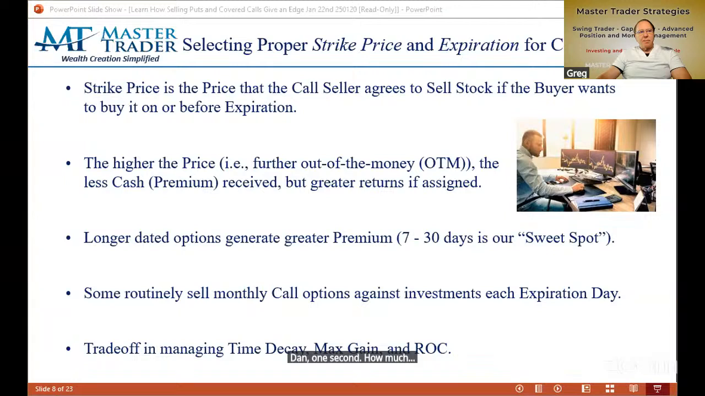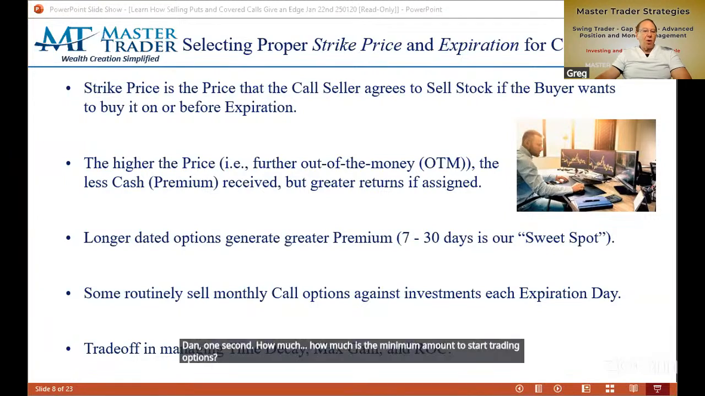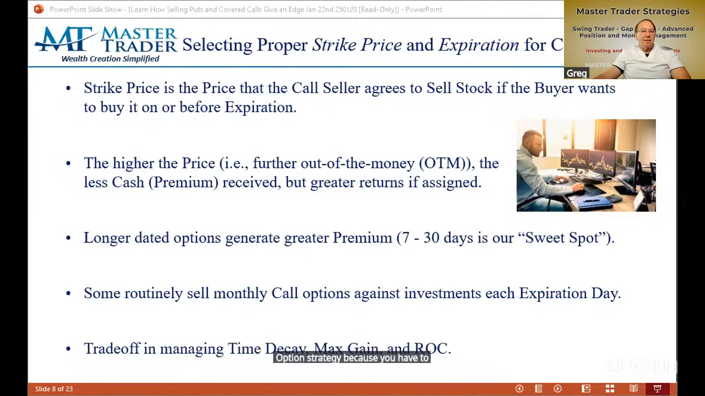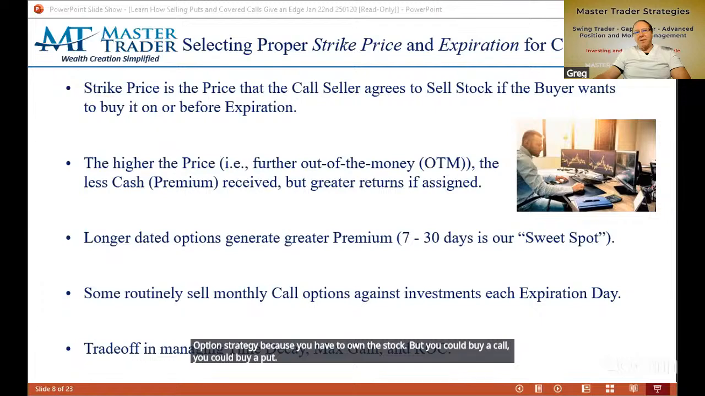How much is the minimum amount to start trading options? Well, you couldn't do a covered call option strategy because you have to own the stock. But you could buy a call, you could buy a put. What would you say, Dan? Generally, like 5 grand?